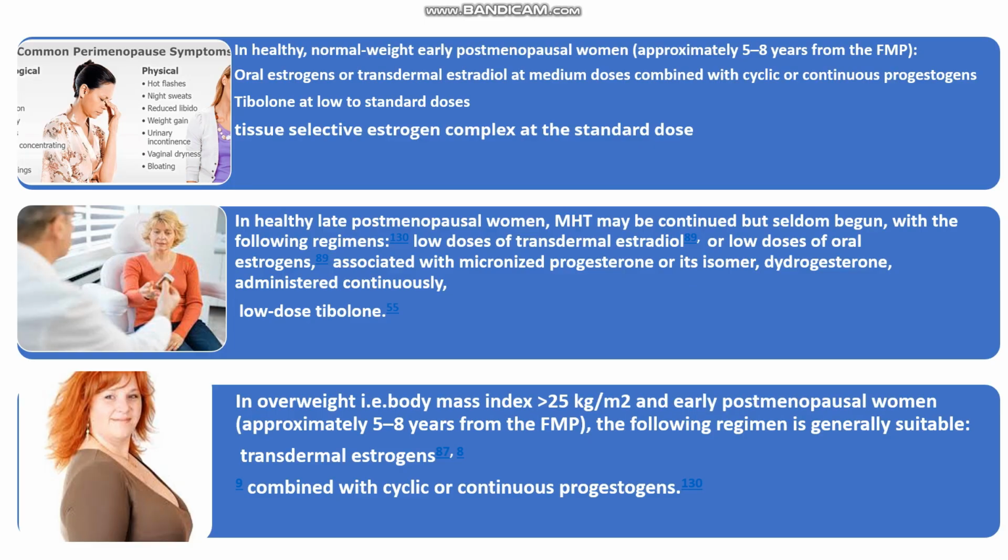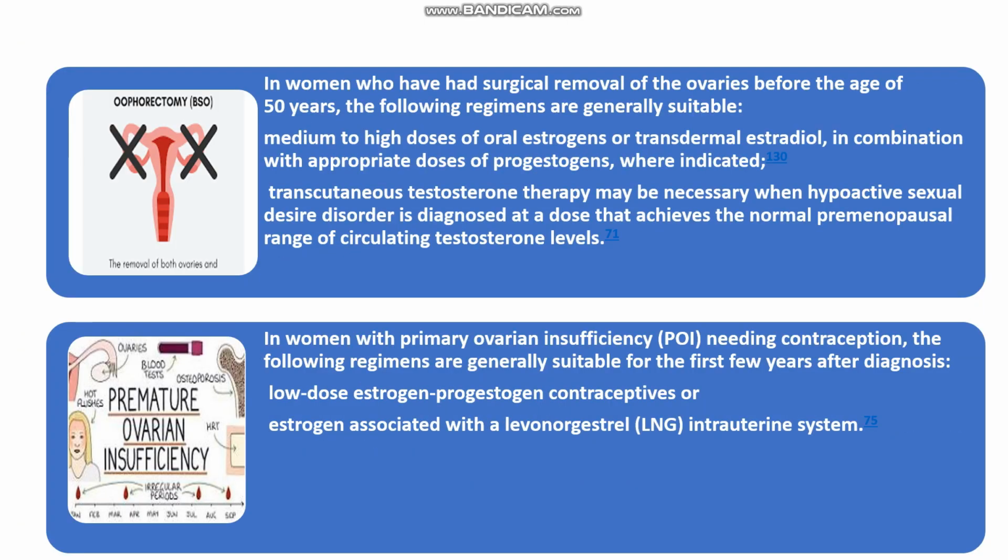In overweight women, that is the body mass index more than 25 kg per meter square, and early menopause women, that is approximately 5 to 8 years from final menstrual period, the following regime is generally suitable: transdermal estrogens combined with cyclic or continuous progesterone.